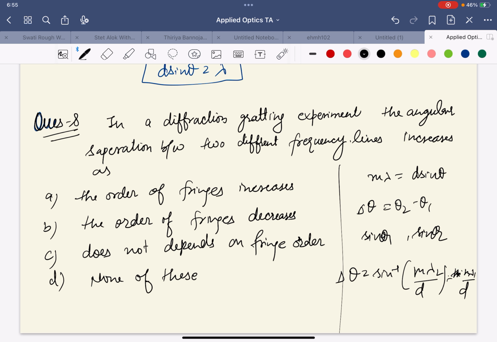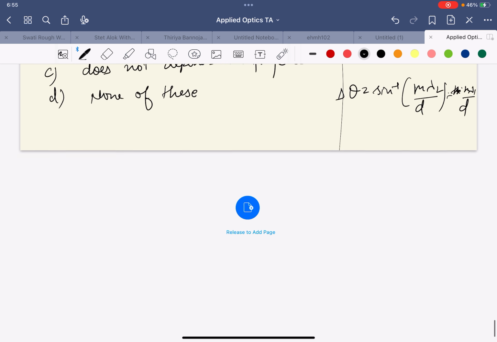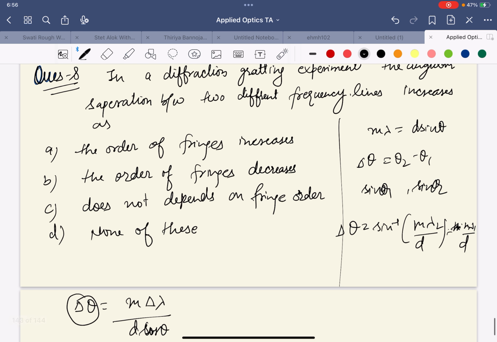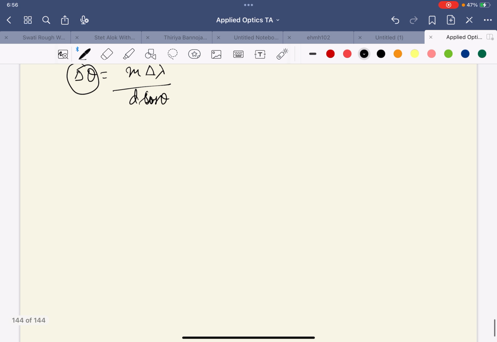If we approximate for small angular separation, then delta theta will be m delta lambda by d cos theta. It means that as the wavelength difference delta lambda increases, the angular separation and the fringe order also increase. So option A is the right answer. Our question number 9 is the Fresnel approximation.